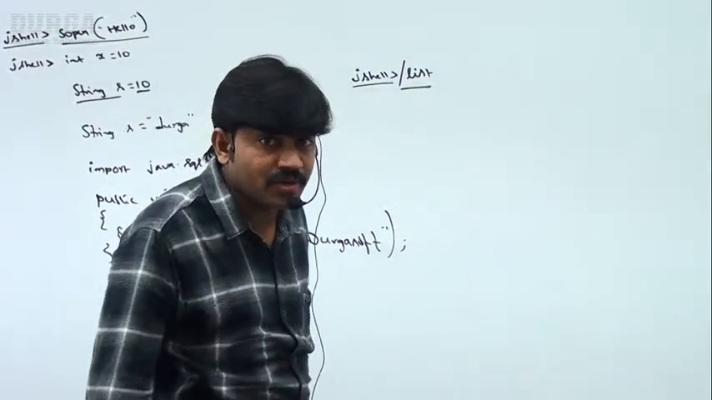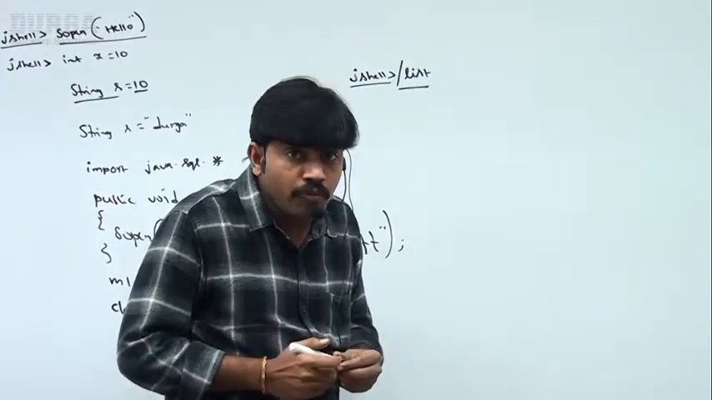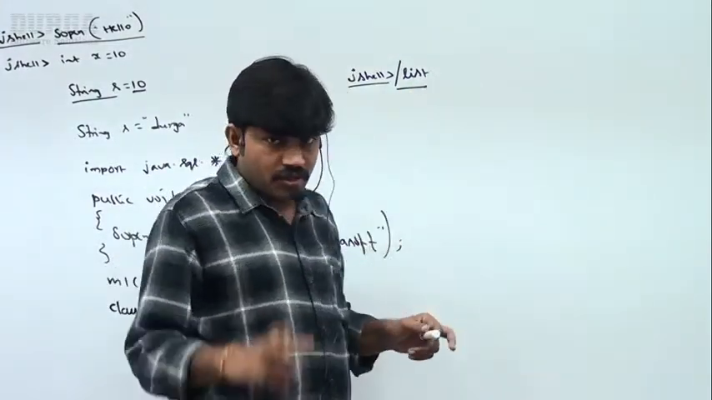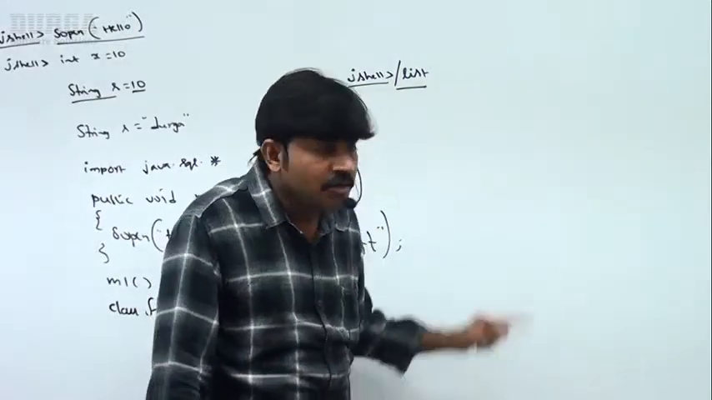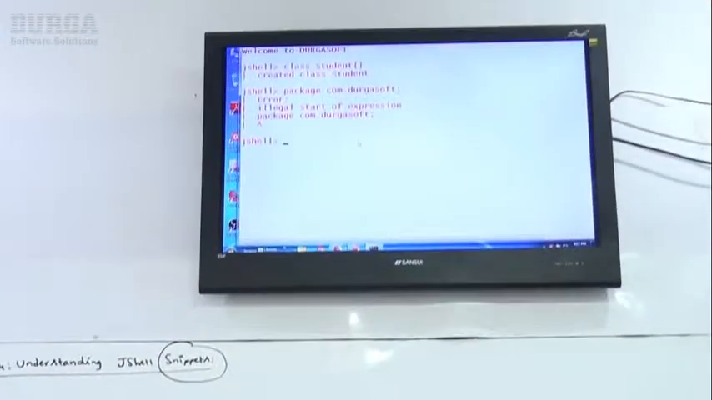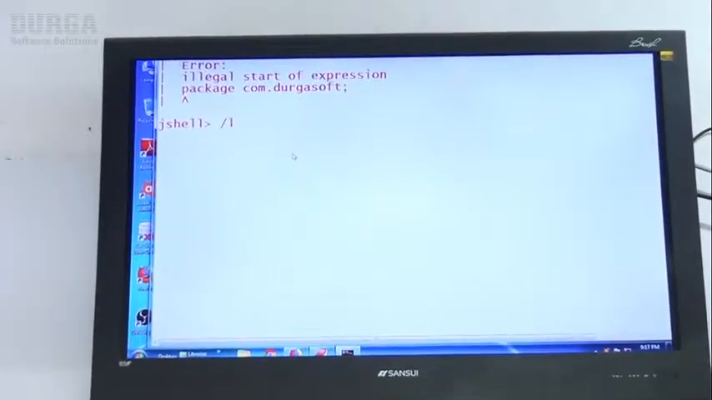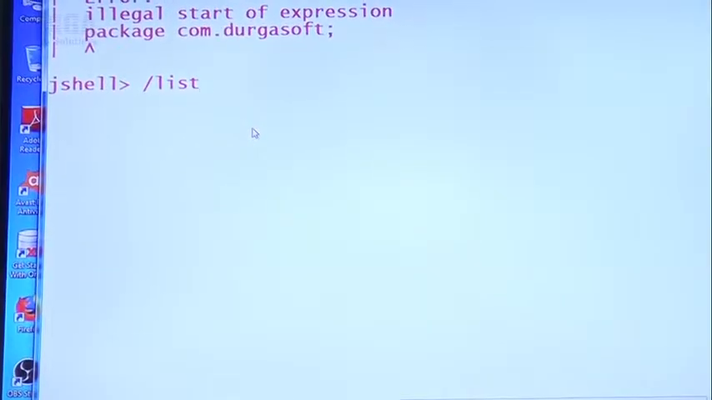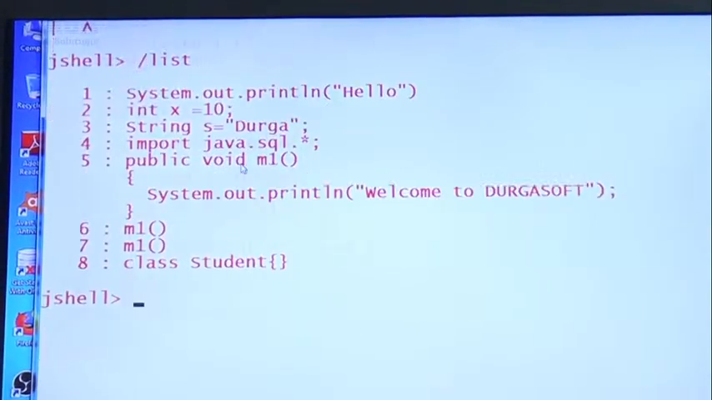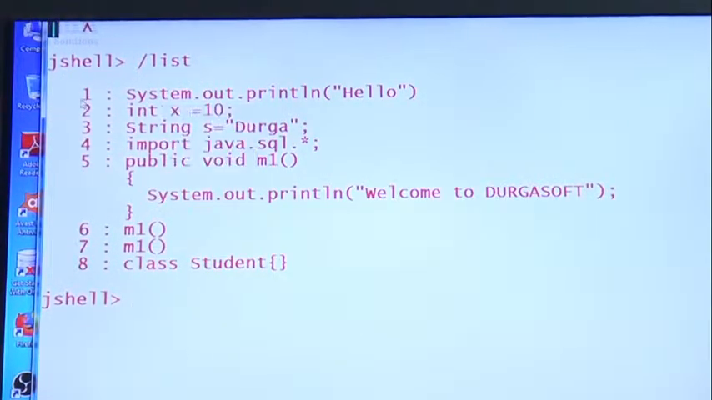Regarding which command do we have to use? /list. It lists out all active snippets. By default you can see them like this. These commands are from JShell. Observe that. /list is the command.